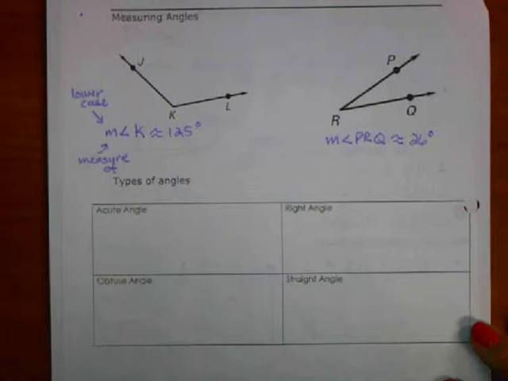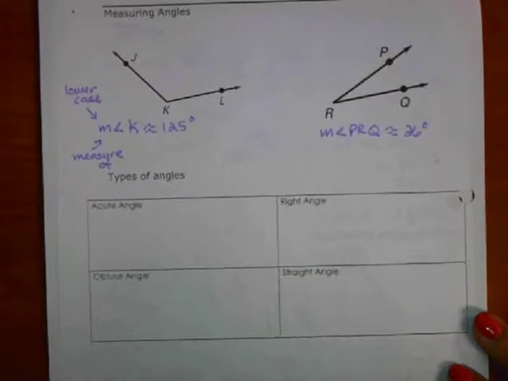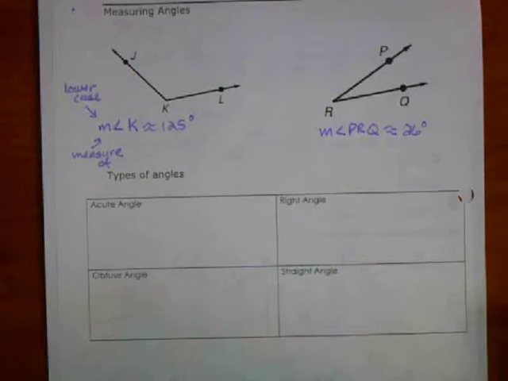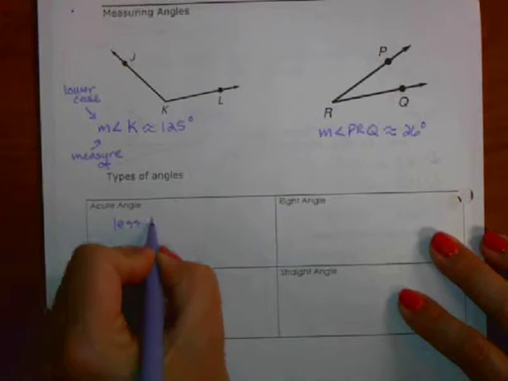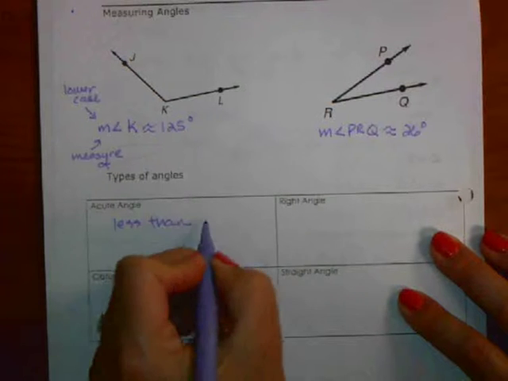All right. Let's talk about different types of angles. An acute angle is what? Less than 90. You remember. Less than 90. Right.